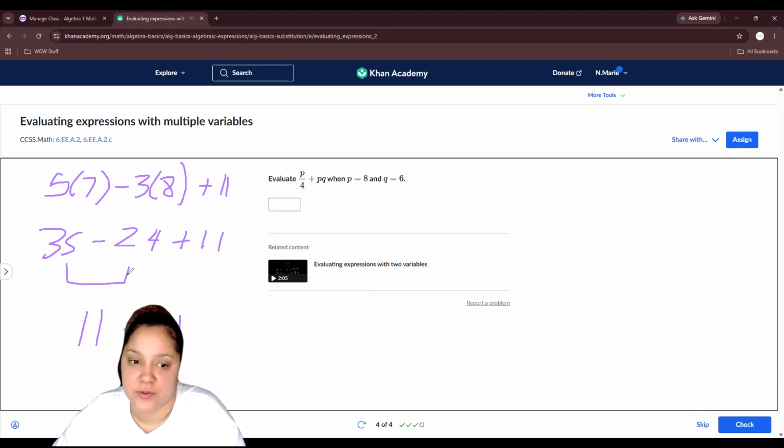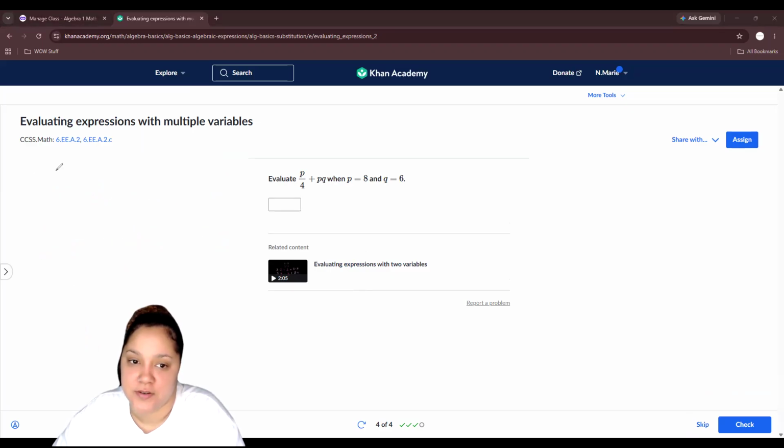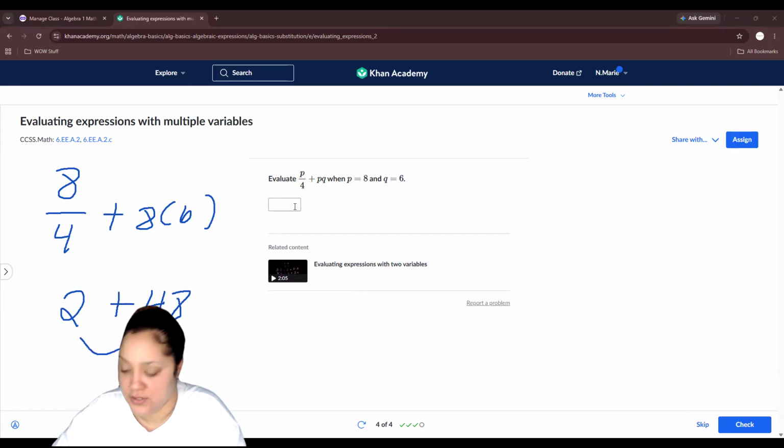All right, let's do another one before we move on. So P is 8, so 8 over 4 plus P times Q. PQ means P times Q, which is 8 times 6. Okay, so division first. 8 divided by 4 is 2, and then multiplication. This gets you 48, and add these together. Your answer is 50.